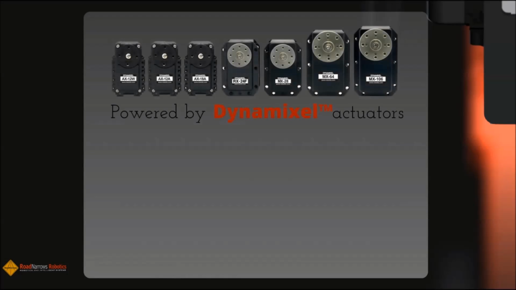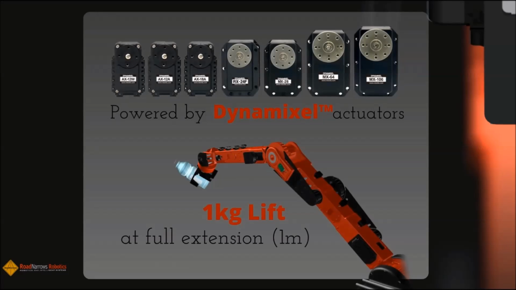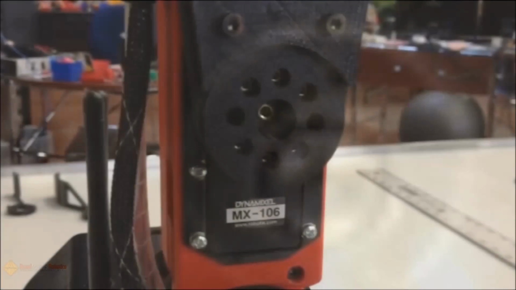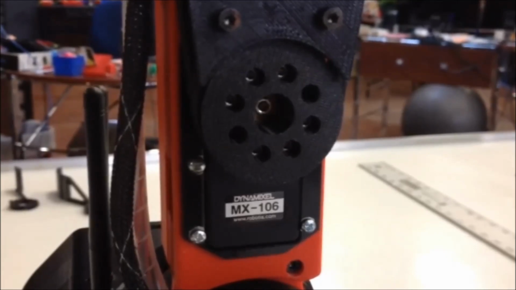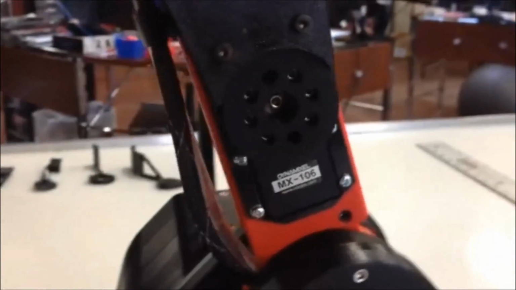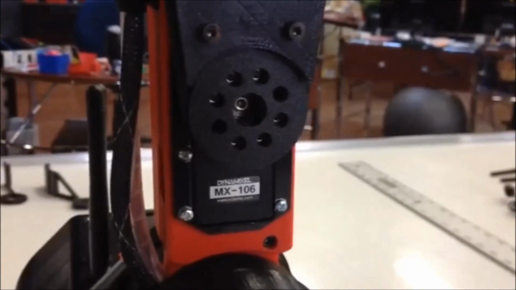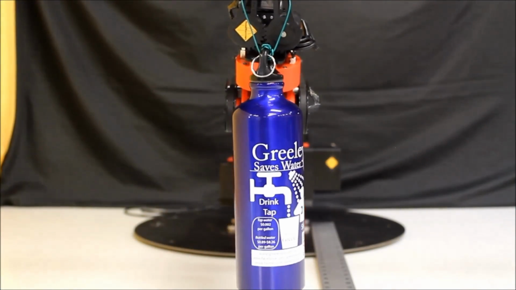Hekateros is driven by a series of Dynamixel servo actuators. The belt and pulley design was chosen to increase the strength and precision of the arm while moving the center of mass closer to the base. Dynamixel servos also allow for the use of odometry to track the exact positions of each joint. At full extension, the arm is able to lift 1 kilogram.